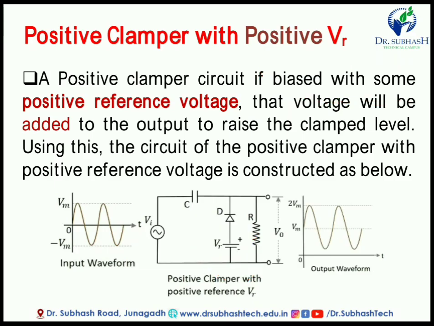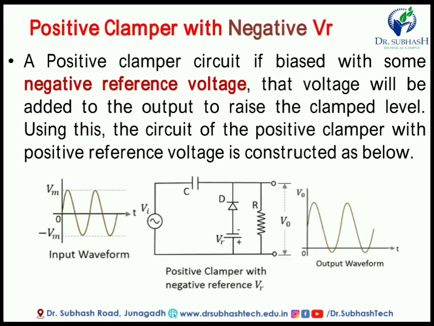So the total voltage is 0 to 2 Vm plus VR. Here this VR is nothing but the reference voltage. So the only difference from the previous circuit is VR. Here we are adding some positive reference voltage, so our signal level is changed.